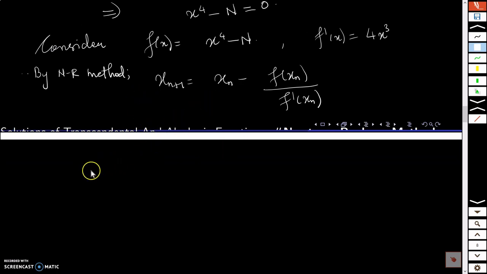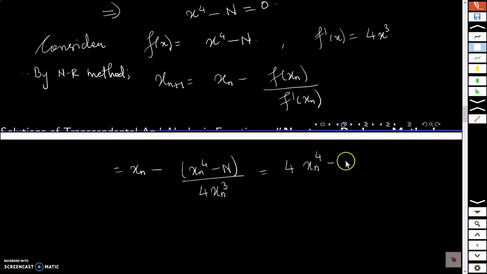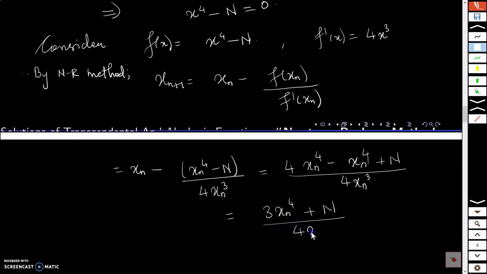So if that is xn plus 1, then what will be xn? f of x is this. So f of xn will be xn raised to 4 minus capital N upon f dash of xn, which will be 4xn cube. And if you simplify this, cross multiply, that will be 4xn raised to 4. I can open up this bracket, the negative sign inside the bracket, so that will be minus xn raised to 4 plus N by 4xn cube. And if you simplify this further, that will be 3xn raised to 4 plus capital N upon 4xn cube.